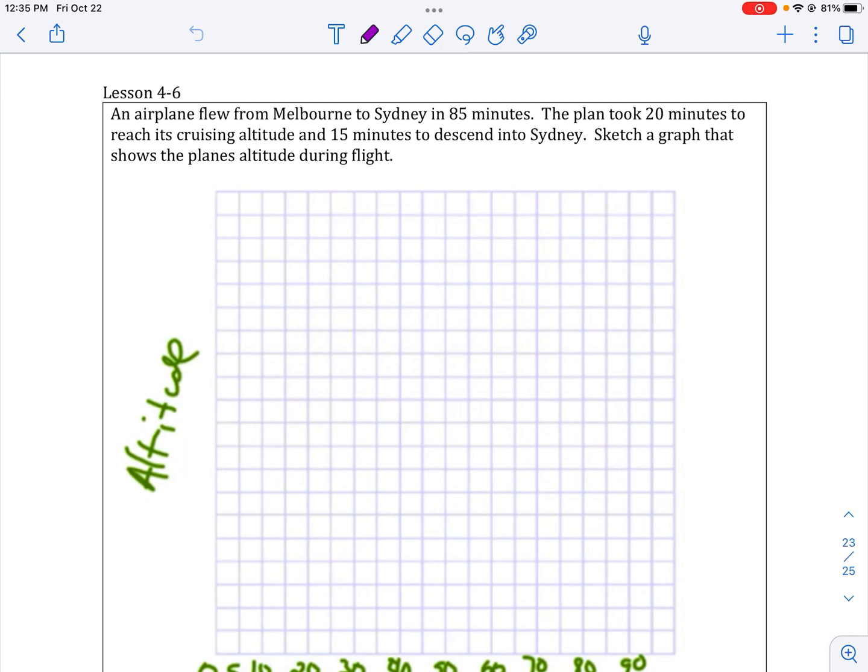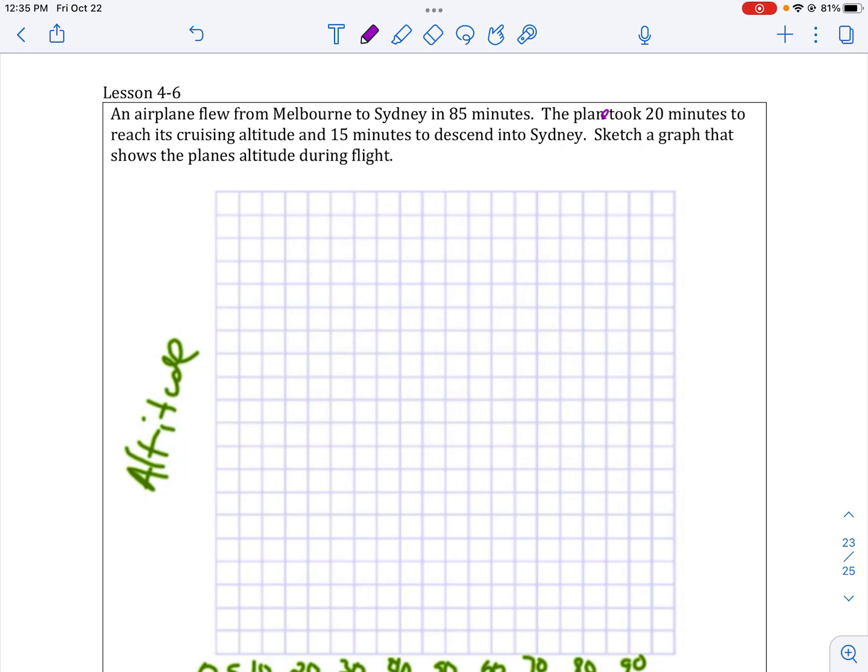Here we are going to start to sketch our very own situations. An airplane flew from Melbourne to Sydney, Australia, and it's an 85-minute flight total. The plane took 20 minutes to reach its cruising altitude, 15 minutes, and then 15 minutes to descend into Sydney. Sketch a graph that shows the plane's altitude during the flight.